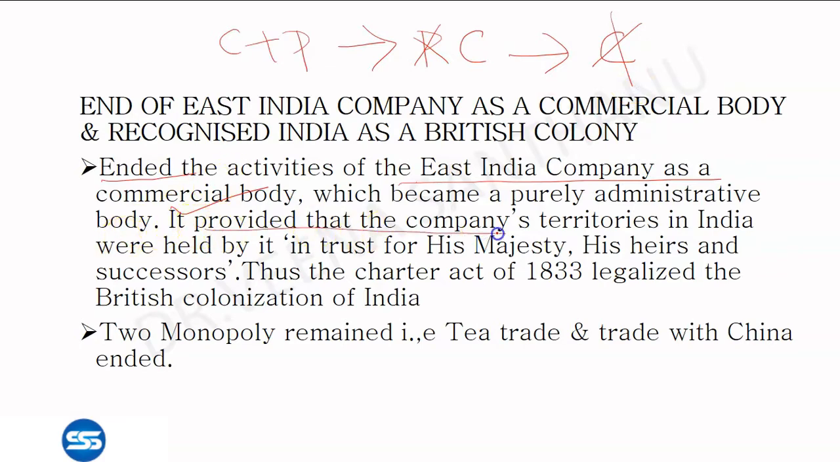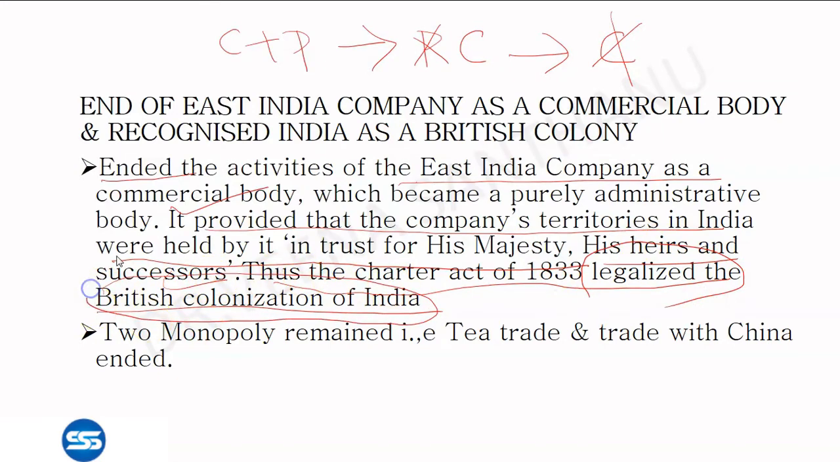It provided that the company's territories in India were held by it in trust for His Majesty, his heirs and successors, that is, the British Crown. Thus, the Charter Act of 1833 legalized the British colonization of India. It's very important: the East India Act recognized the company's territories as British possessions in India, but the Charter Act legalized British colonization of India.